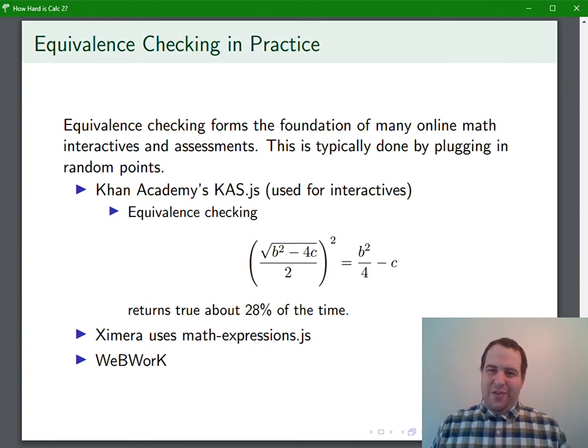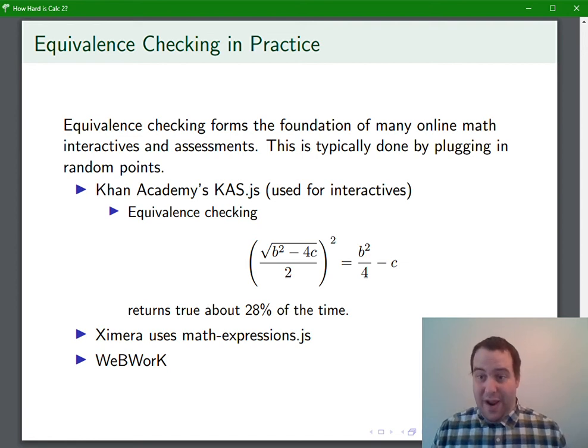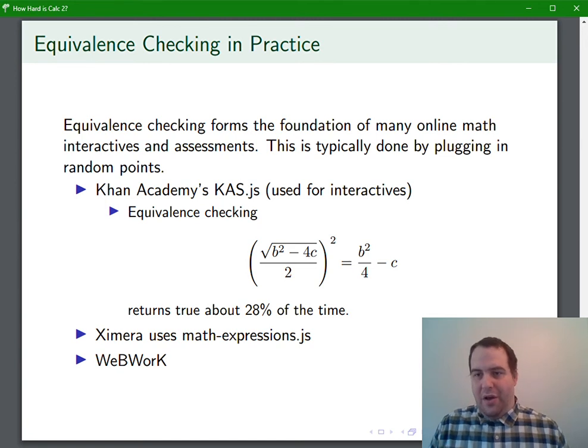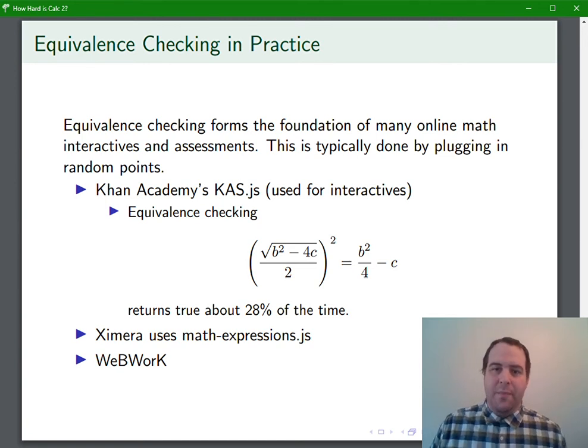It returns true non-deterministically, because it's actually picking random points in order to determine equivalence. So that's a fun thing you can do, and you can play along with that at home. I'll link that below. Chimera uses something called mathexpressions.js, which uses the same technique, and WebWork also uses this technique of plugging in a bunch of random points.